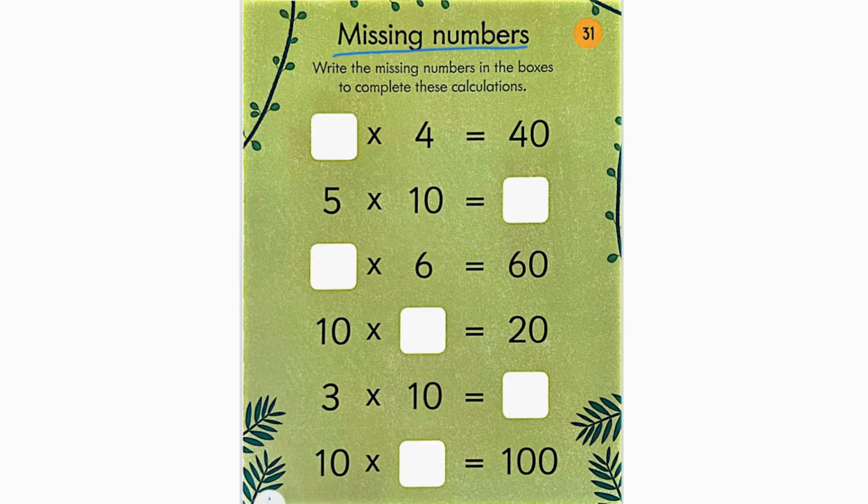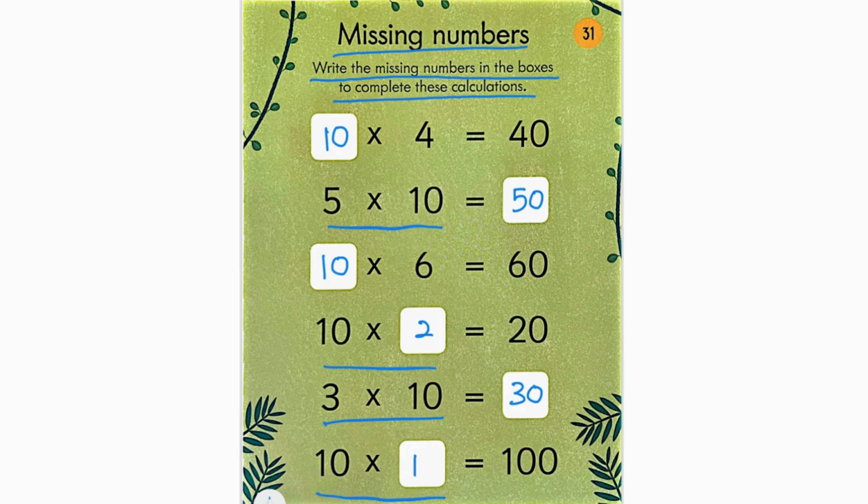Missing numbers. Write the missing numbers in the boxes to complete his calculations. 10 times 4 equals 40. 5 times 10 equals 50. 10 times 6 equals 60. 10 times 2 equals 20. 3 times 10 equals 30. 10 times 10 equals 100.